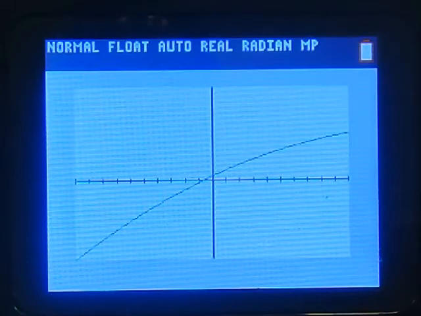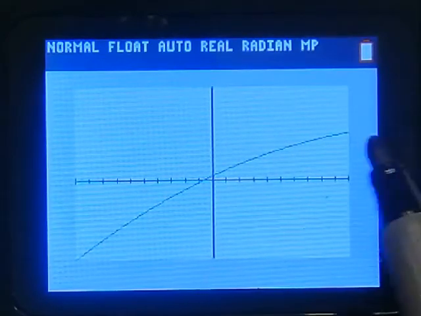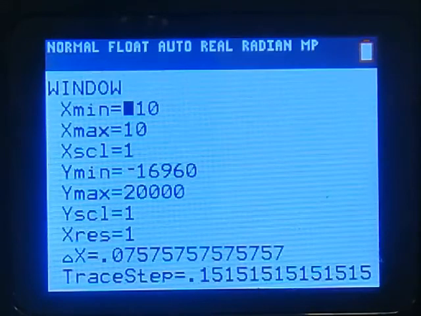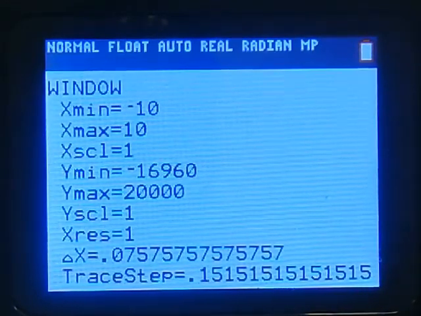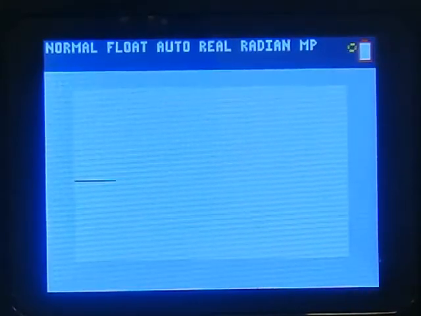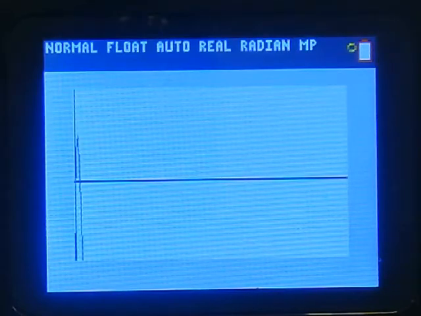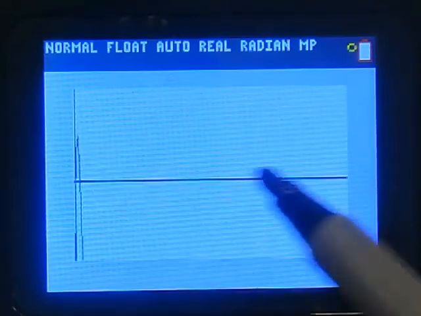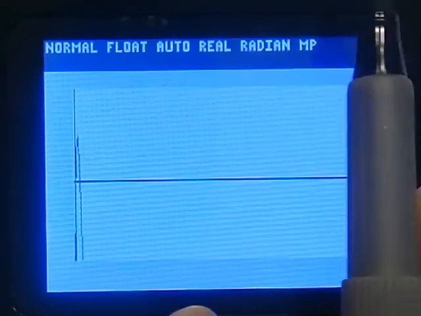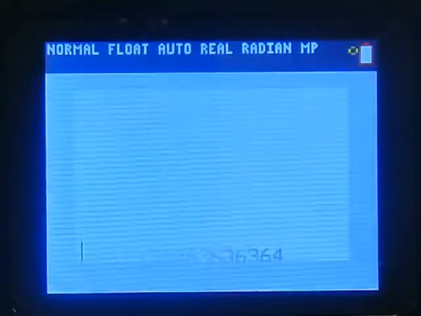Well, I'm getting pretty close, but it's way off the screen on the right. So I'm going to have to move my screen to the right. So I'm going to hit Window again. And I'm going to go X max. Let's go way over to, I don't know, 2000 and see if we can see the top of this graph. So here we go, graph. Okay, yeah, I can see the top of the graph now. I went farther than necessary. Let's back off. Let's bring the X max to maybe 500. Maybe my graph will be better.